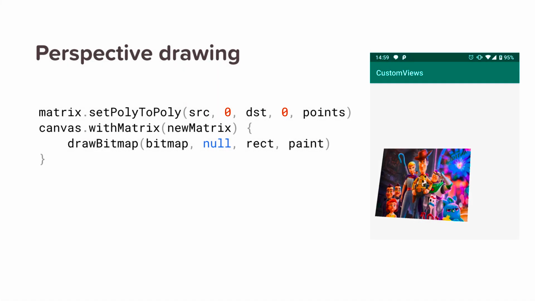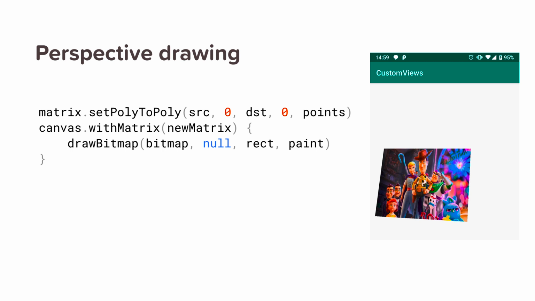But we can get into even more interesting stuff with matrices. This is something that you can't do with the standard Canvas APIs, and you need to use a matrix to do this. Basically, you can do perspective drawing. So you can see in this example, the Toy Story image is kind of morphed a little bit, or moved as if it looks a little bit 3D. It's not 3D, it's just tilted and squashed a little bit.